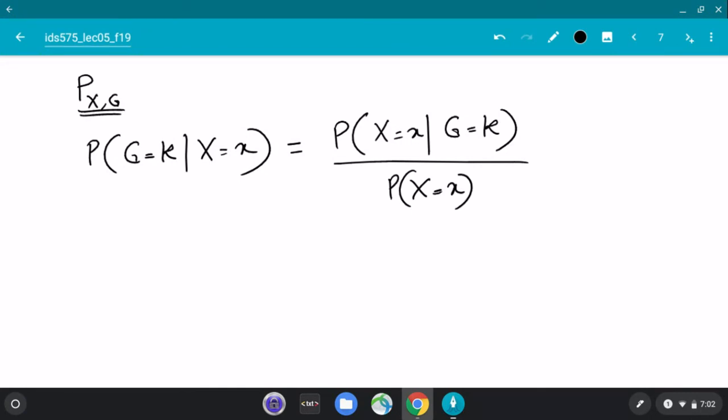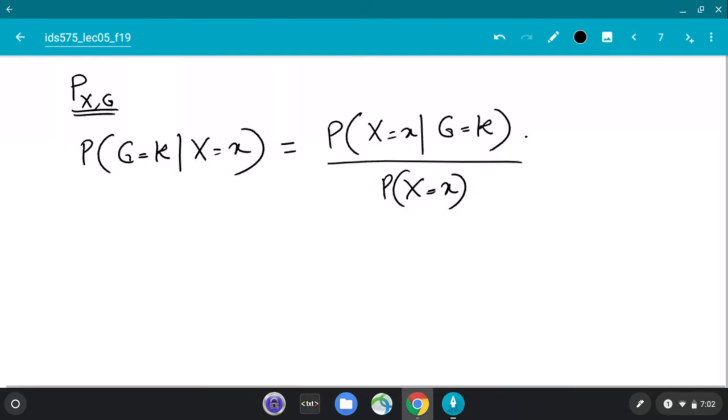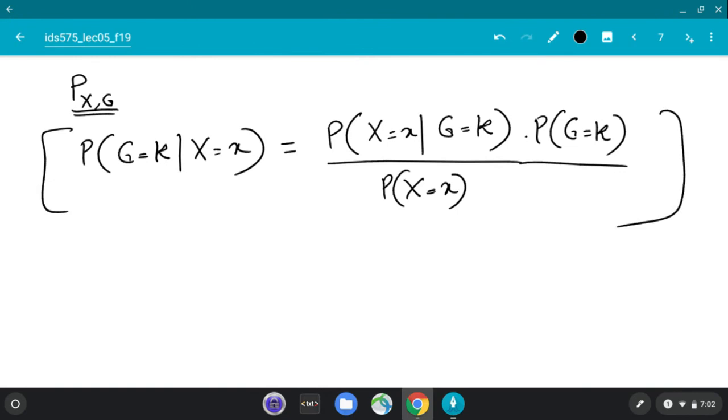Oh, there's something else missing. Probability of g is equal to k. So this is just two times substitution of conditional probability, and this is called Bayes rule, in this context. So this is the inspiration behind LDA. So what does LDA do?